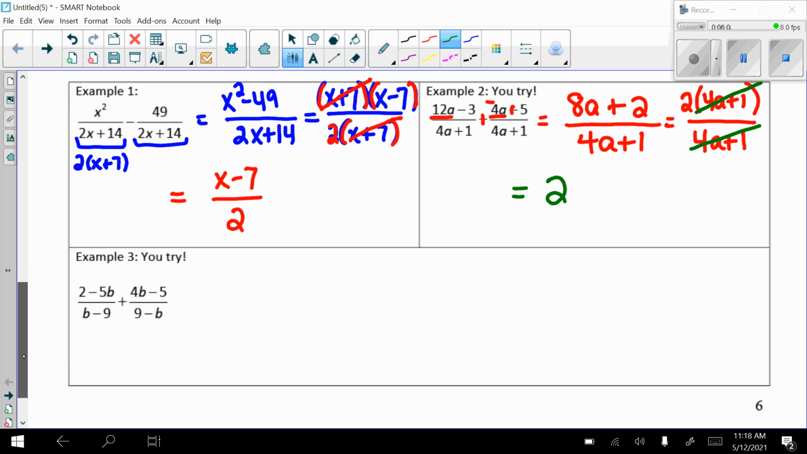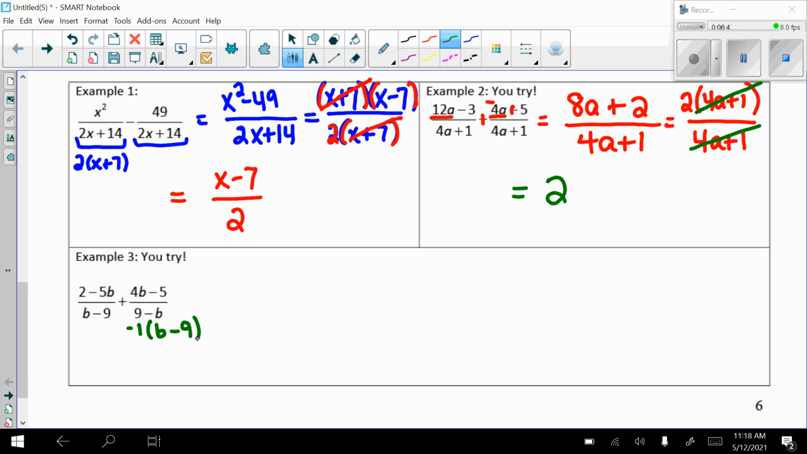Hopefully that made sense. The next problem, they kind of look like they have the same denominator, but not exactly. So when you see something like this, where you have b minus 9 and then 9 minus b, they're the same terms but the opposite signs. What we're going to do is factor out a negative 1 from one of these terms. Okay, so we can factor out a negative 1, which is going to make our 9 negative and our b positive. And I'm just going to turn this around. So I'm going to make it b minus 9.